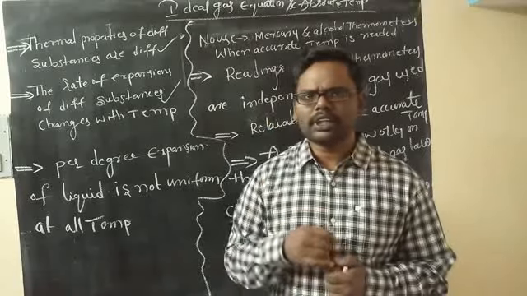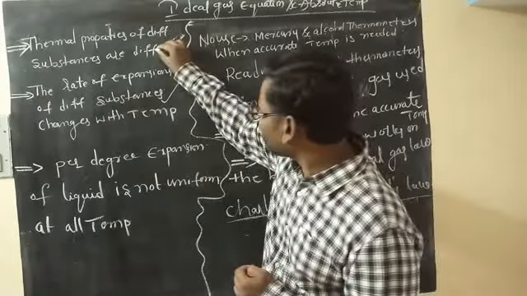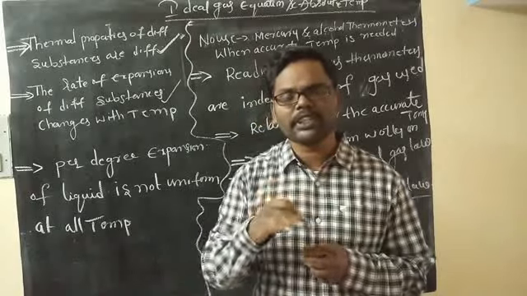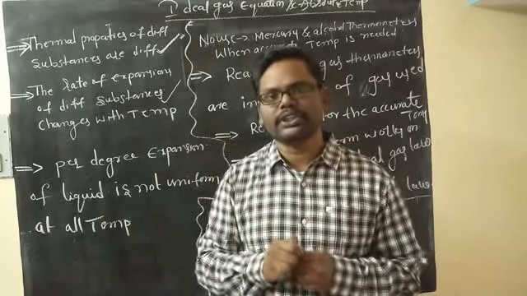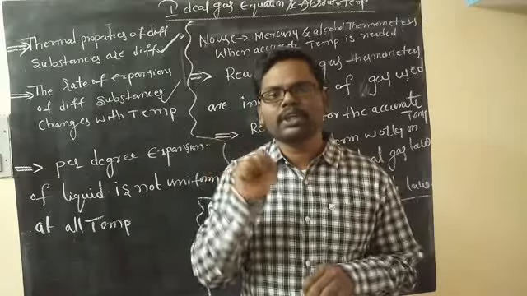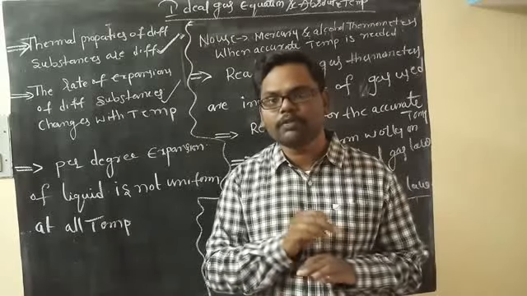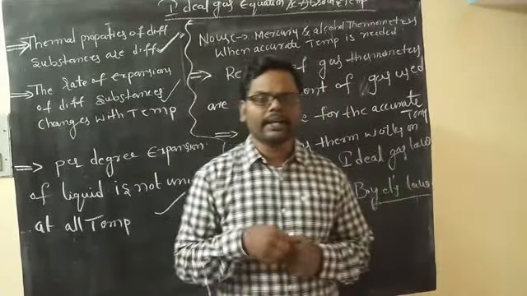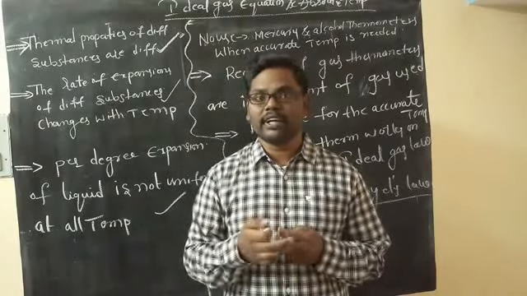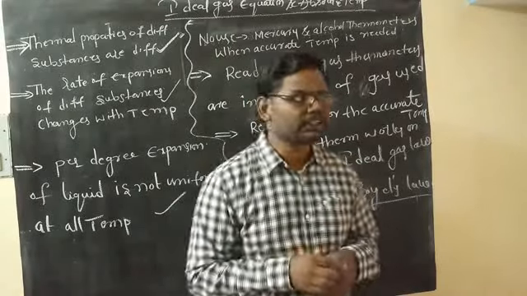One is, different substances have different thermal properties. And next, with respect to temperature, the rate of expansion of the substances also changes. That means per degree expansion of a liquid is not uniform at all temperatures. Now, readings of different thermometers may coincide at standard points but may vary at other temperatures. Due to this, these thermometers are of no use when accurate temperature is needed.